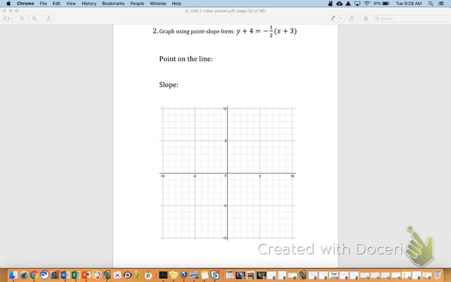Okay, so let's review. What are the two things that I need to graph a line? Point and slope. You said it. I need a point that's on the line and a slope.